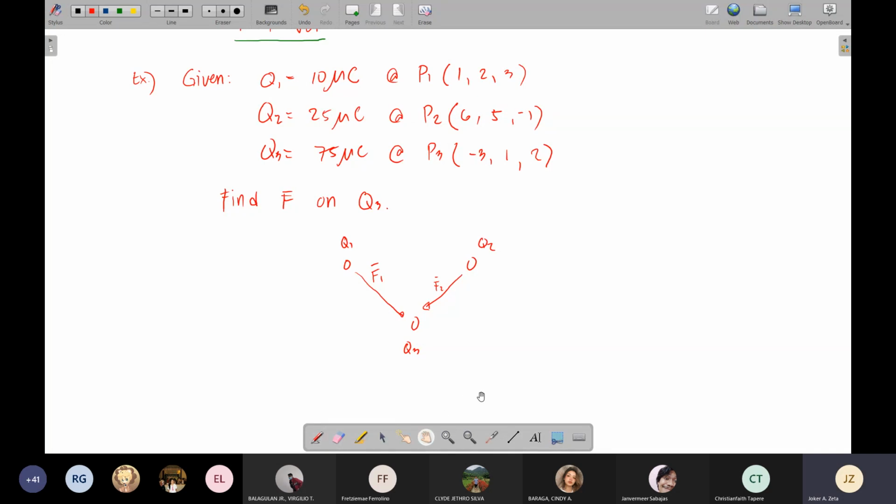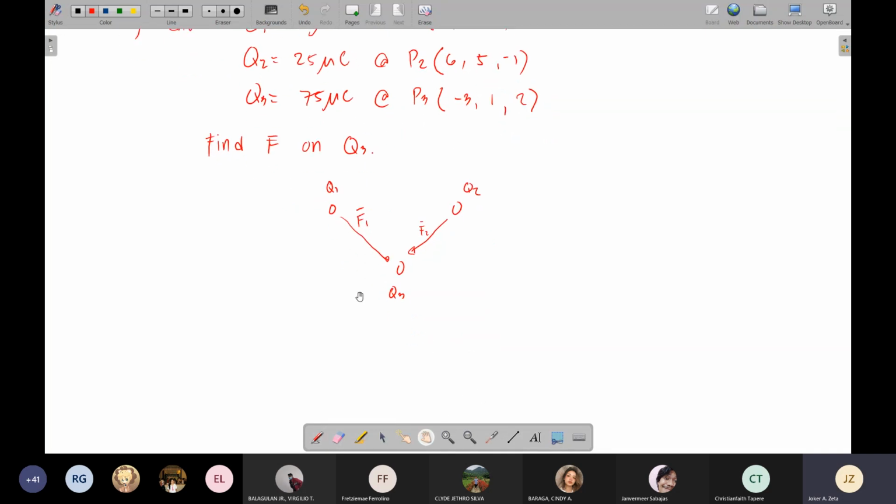Okay? So, sir, ganun duha man, sir? Again, it's because every charge can exert a force onto another charge. Sir, how about the force from Q1 to Q2? Obviously, naa na, pero wala man na ang pangutana. Ang pangutana kay ang force on Q3. That is the question. Okay? So that's why we're going to focus on the force experienced by Q3, and of course, the force experienced by Q3 is because of Q1 and Q2.